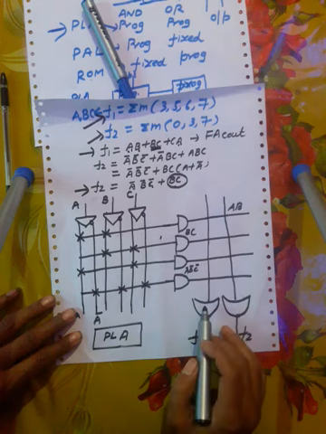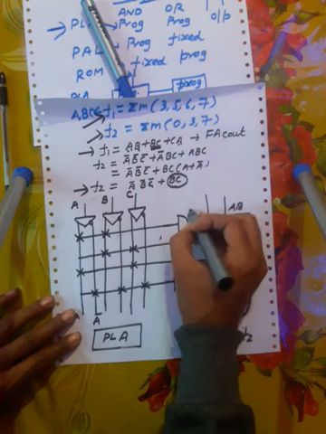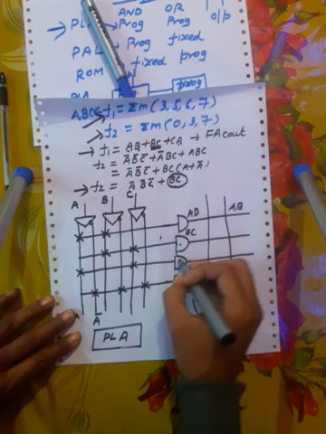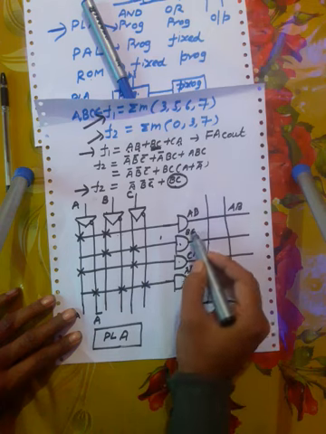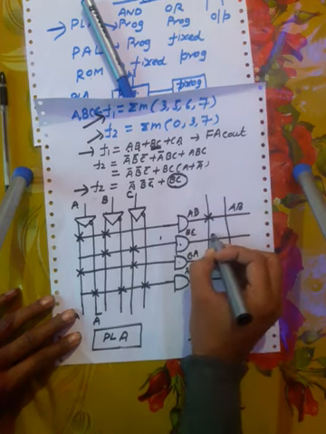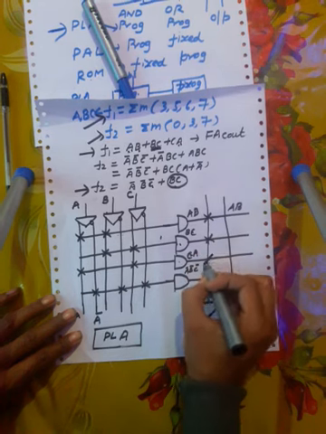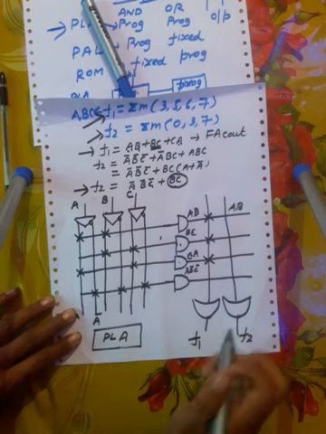Now what is F1? F1 is AB. This is AB, this is BC, this is CA. What is F1? AB plus BC plus CA. Just connect here. This is your F1.